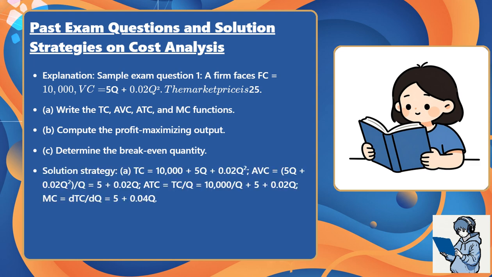Solution strategy. A. Total cost equals 10,000 plus 5 times Q plus 0.02 times Q squared. Average variable cost equals (5 times Q plus 0.02 times Q squared) divided by Q equals 5 plus 0.02 times Q. Average total cost equals total cost divided by Q equals 10,000 divided by Q plus 5 plus 0.02 times Q. Marginal cost equals the derivative of total cost with respect to Q equals 5 plus 0.04 times Q.